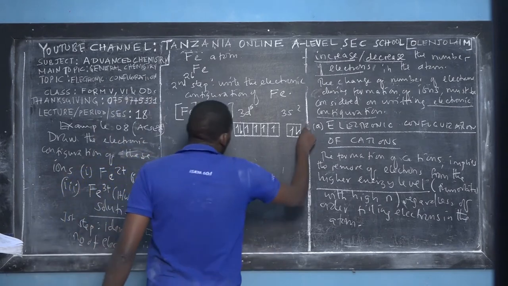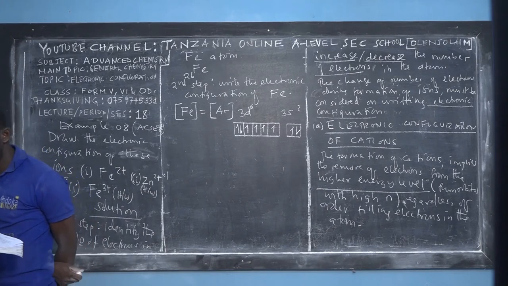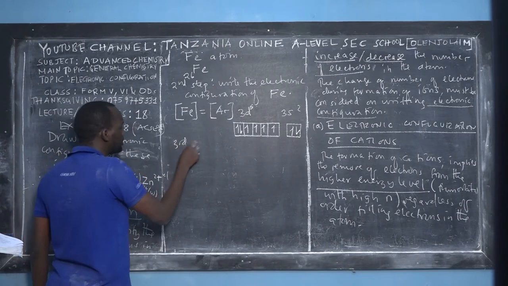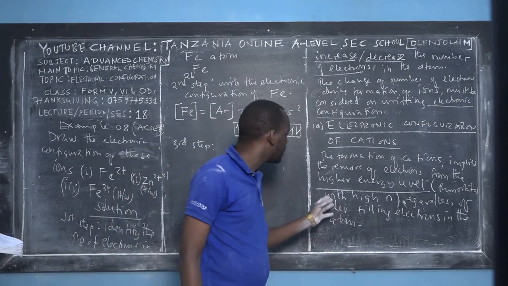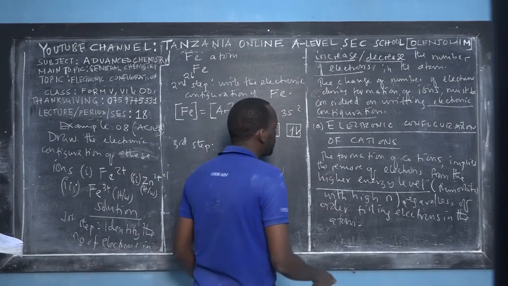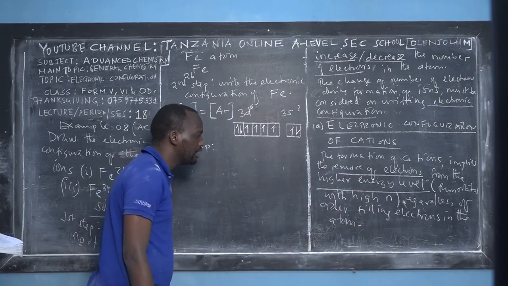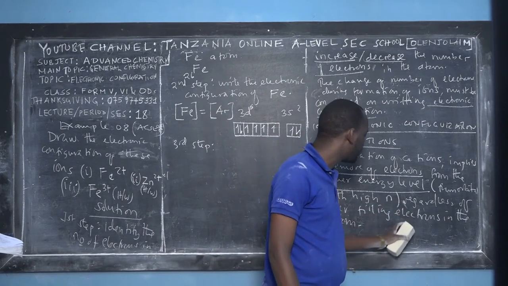So now we want to write the electron configuration for ionized iron. The outermost shell is n equal to 4, so the 2 electrons to be removed to form the ion must be the 2 electrons in 4s. So it's the third step. You have to understand this sentence: the formation of cations implies the removal of electrons from the higher energy level, or from the orbitals with high principal quantum number, regardless of the order of filling electrons.